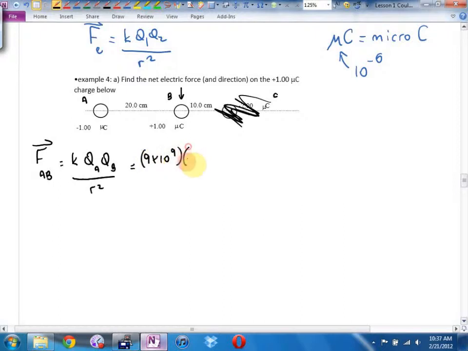Charge 1 is 1 microcoulomb. Mr. Dueck, isn't it negative? No, we said we don't put negatives and positives in for forces. We're going to decide the direction by using like charges what, unlike charges what? Repel, unlike charges attract. Charge B is positive 1 microcoulomb. And the distance between them is 20 centimeters, so 0.2 squared.